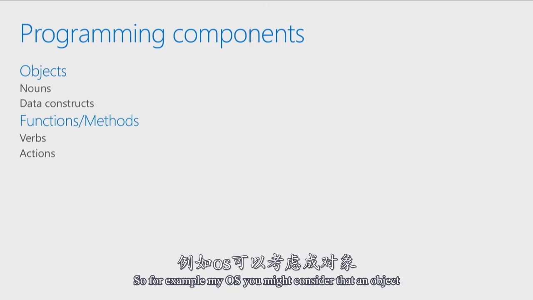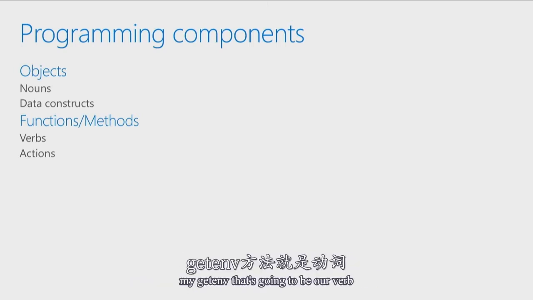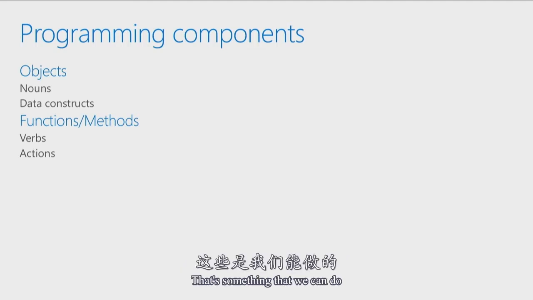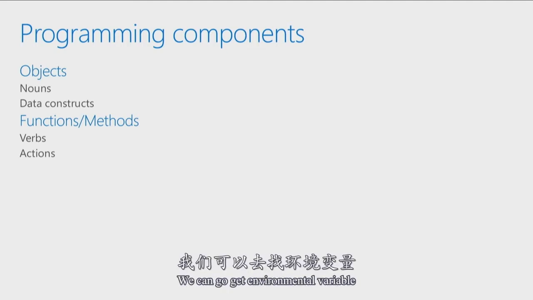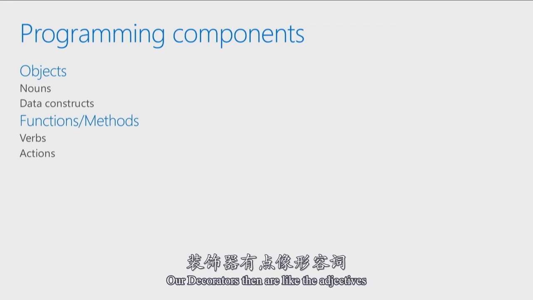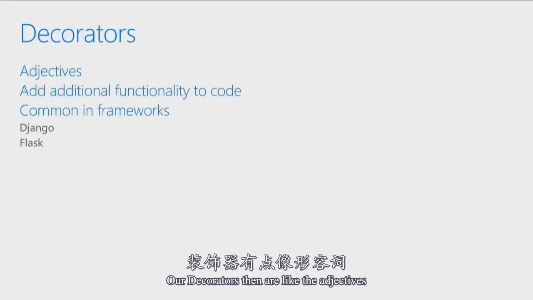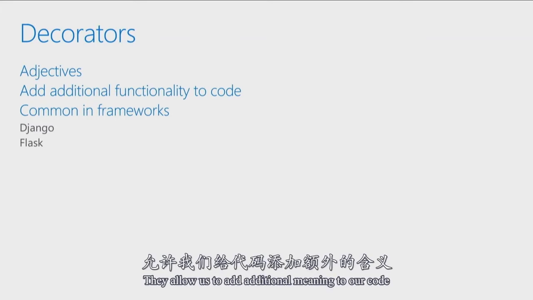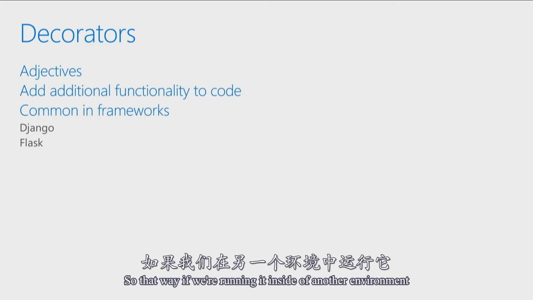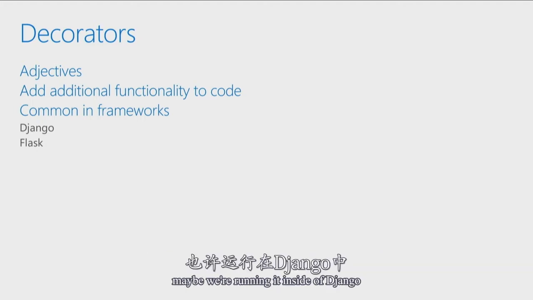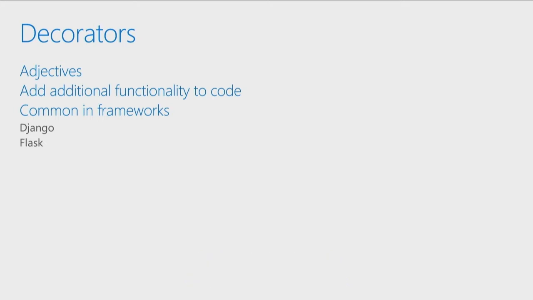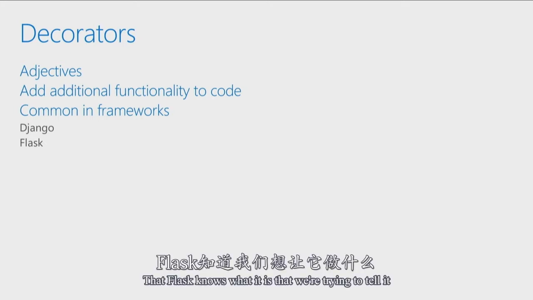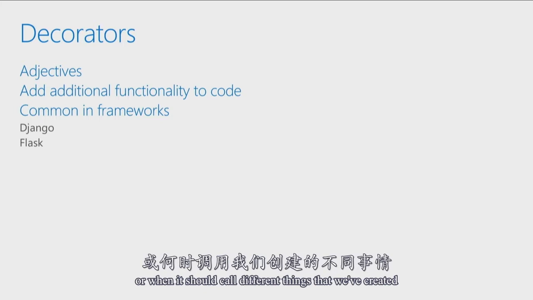So for example, my OS, you might consider that an object. My getEnv, that's going to be our verb. That's something that we can do. We can go get an environmental variable. Our decorators, then, are sort of like the adjectives. They allow us to describe our code. They allow us to add additional meaning to our code. That way, if we're running it inside of another environment, maybe we're running it inside of Django or inside of Flask, Flask knows what it is that we're trying to tell it or when it should call different things that we've created.